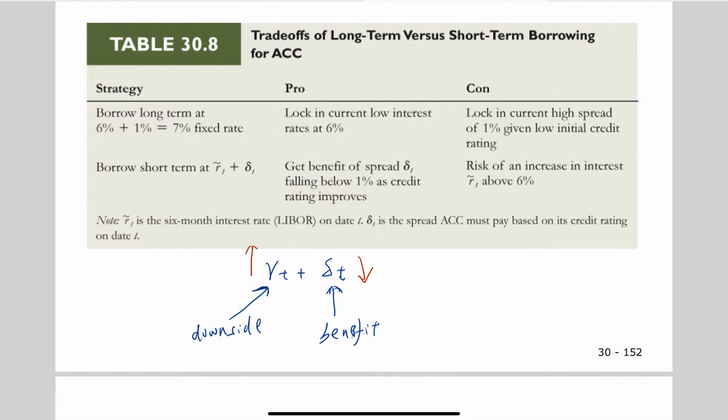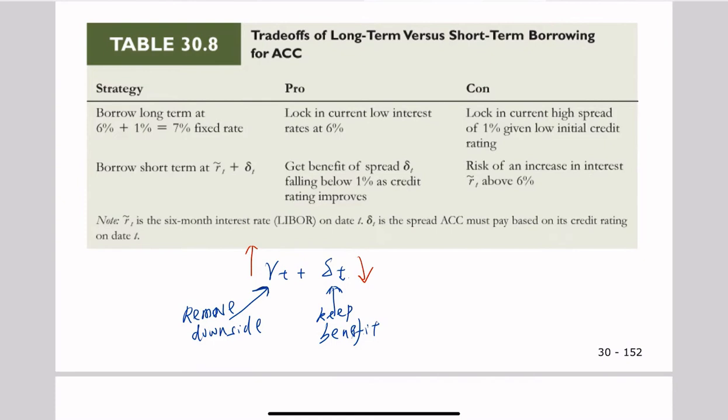Right? So essentially it means if the firm is trying to design a strategy to capture the benefits, the firm will want to keep this part. Right? It will want to keep the benefit and it will want to remove the downside. Right? It will want to remove the downside, which means the firm will want to remove the market interest rate RT. That's the purpose here.